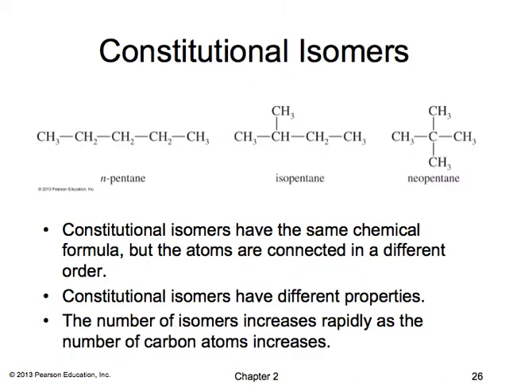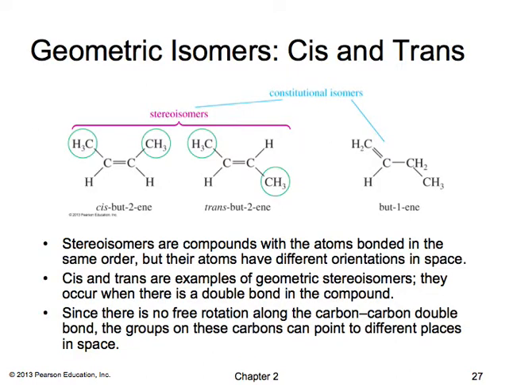So for example, here are constitutional isomers. Here's pentane, isopentane, and neopentane. Constitutional isomers have the same chemical formula, but the atoms are connected in different orders. Constitutional isomers have different properties. The number of isomers increases rapidly as the number of carbon atoms increases. So as you go higher, from this five-carbon molecule to higher numbers, 6, 7, 8, you can make many more constitutional isomers because you can connect them very differently.